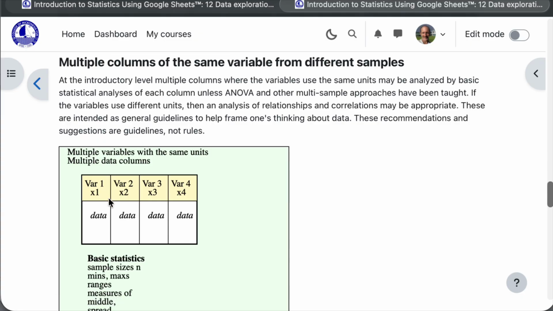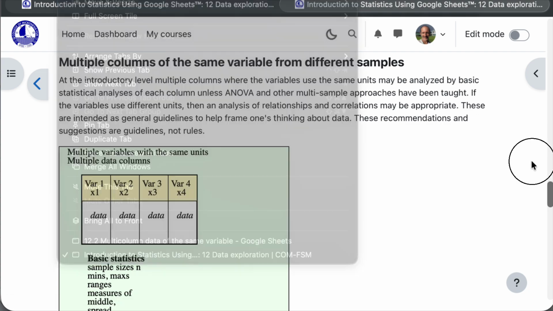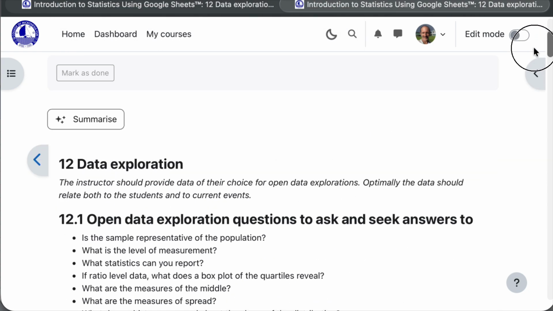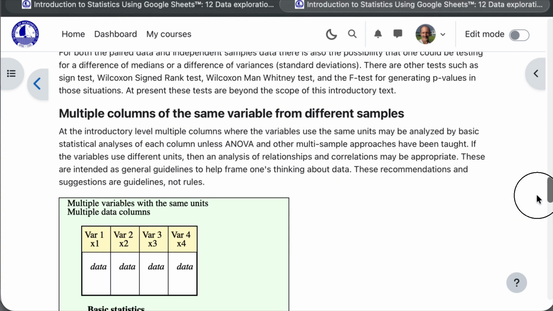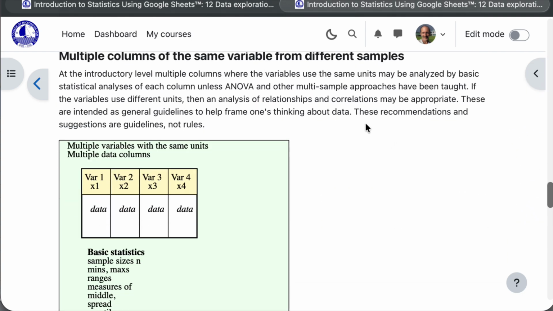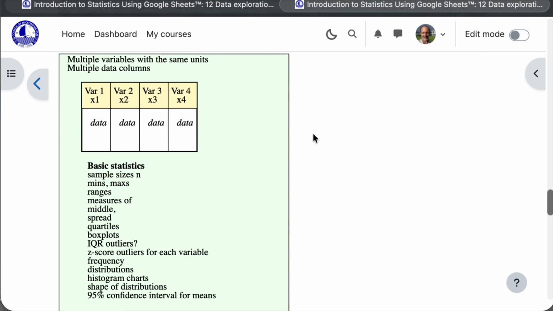Now this table here that you see on the screen is actually in chapter 12. You can see that we're down in chapter 12, data exploration 12.2, and we're in the multi-columns of the same variable from different samples, and we'll be making some of these calculations here.